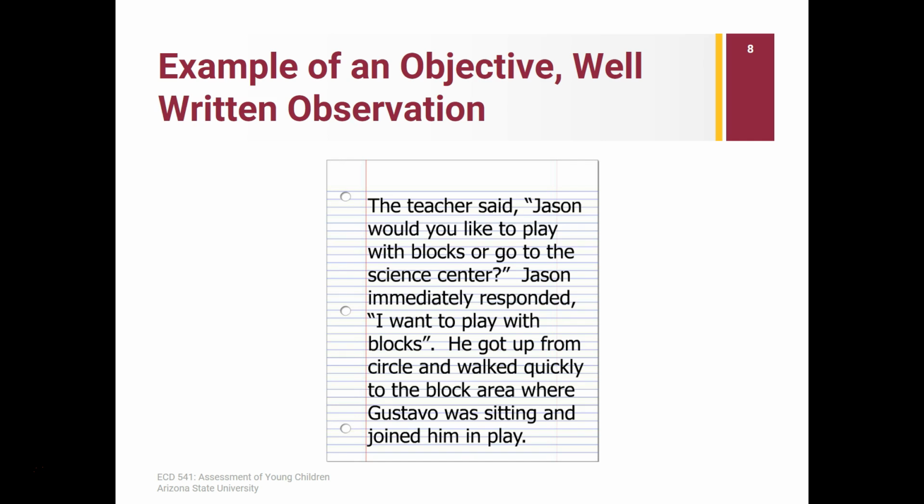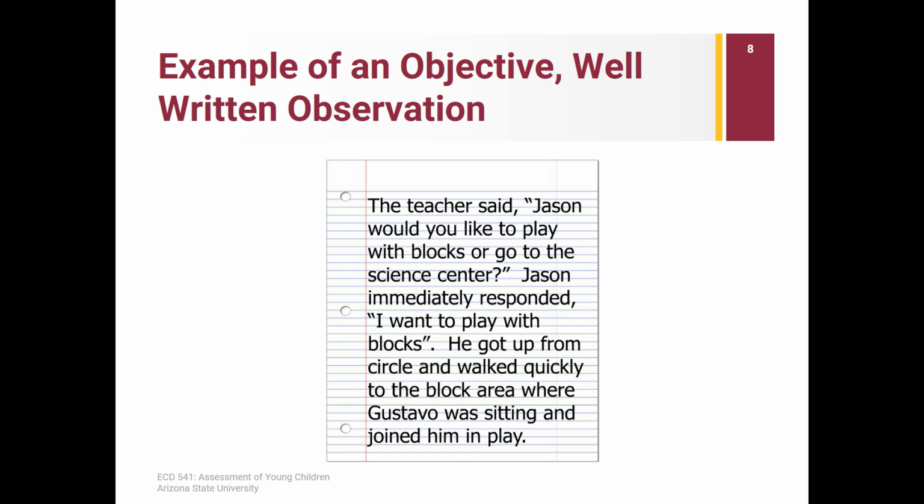Now, take a look at the objective version of what happened in the classroom. The teacher wrote down exactly what she saw and heard Jason doing. Here is the observational anecdote. The teacher said, "Jason, would you like to play with blocks or go to the science center?" Jason immediately responded, "I want to play with blocks." He got up from circle and walked quickly to the block area where Gustavo was sitting and joined Gustavo in play.